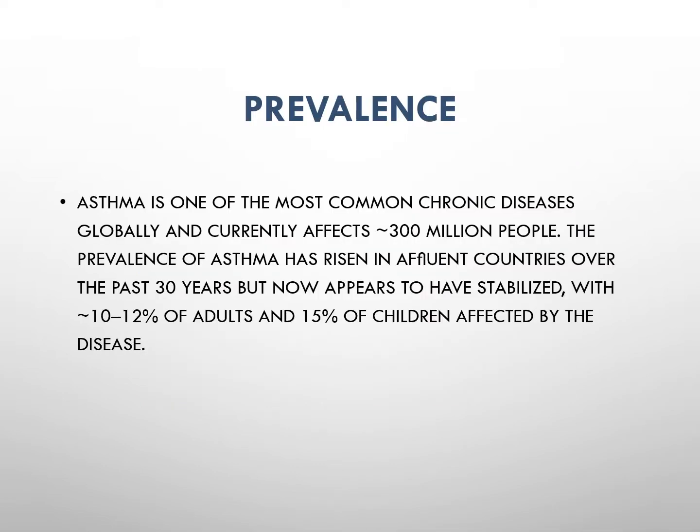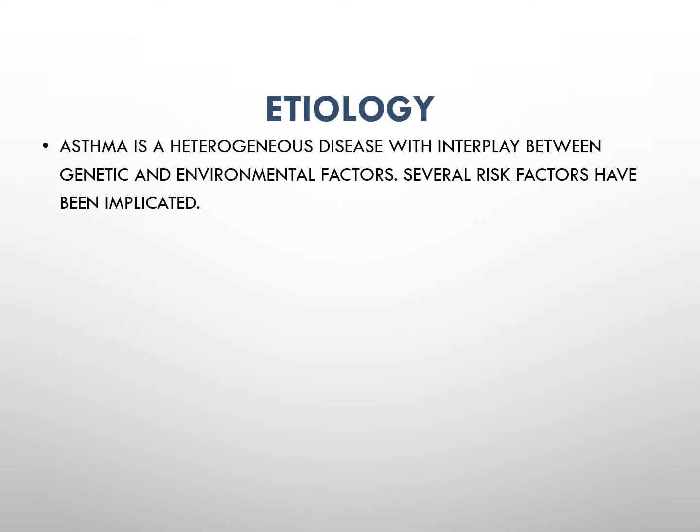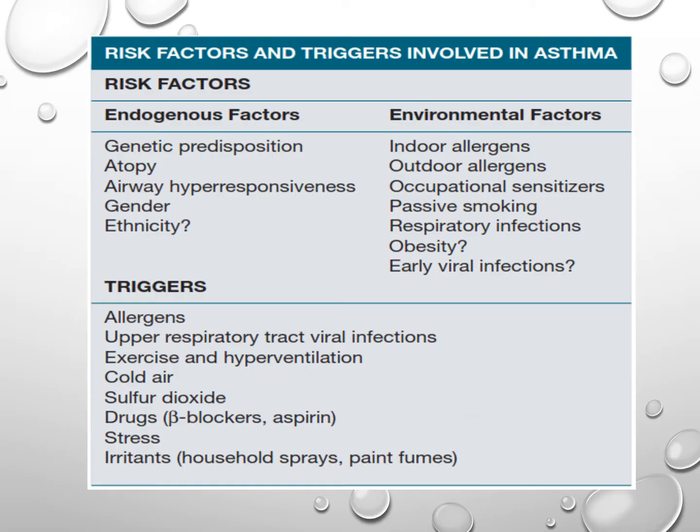Asthma is one of the most common chronic diseases globally and currently affects 300 million people. The prevalence of asthma has risen in African countries over the past 30 years, but now appears to have stabilized, with 10 to 20% of adults and 15% of children affected by the disease. Asthma is a heterogeneous disease with interplay between genetic and environmental factors. Several risk factors have been implicated.